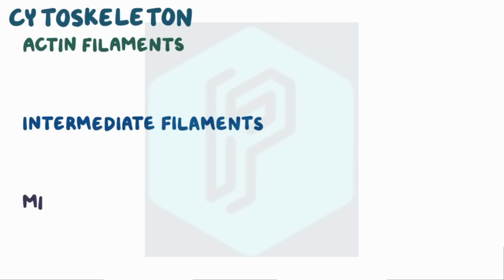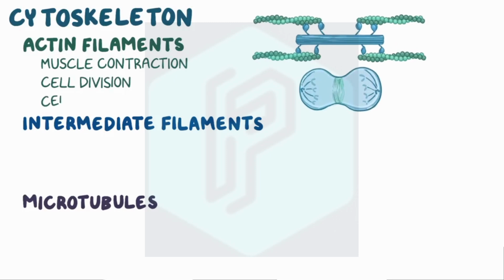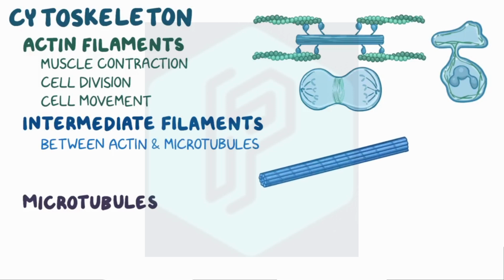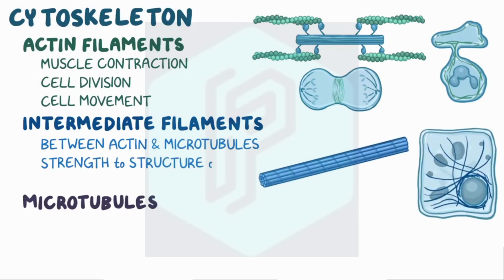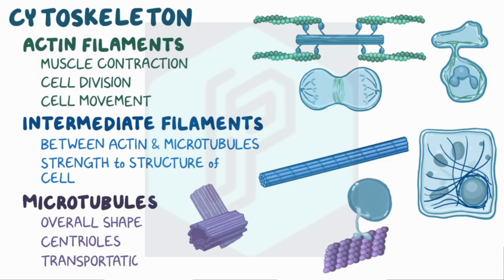Alright, as a quick recap, the cytoskeleton is formed by actin filaments, intermediate filaments, and microtubules. Actin filaments are the thinnest and help with muscle contraction, cell division, and even cell movement. Intermediate filaments fall between actin filaments and microtubules when it comes to diameter, and they provide strength to the structure of the cell. And finally, there are microtubules, which are the thickest of the three. Microtubules give cells their overall shape, form centrioles, and help in the transportation of vesicles.